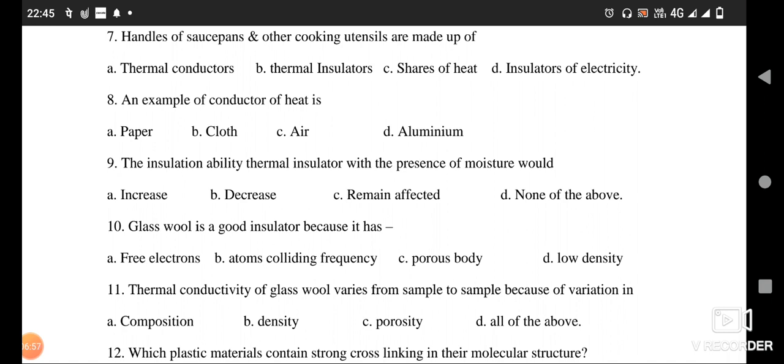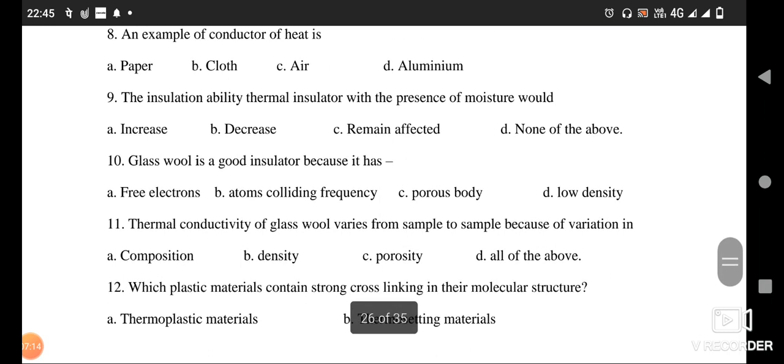Paper is not a conductor of heat. Cloth is not a conductor of heat. Air is also not a conductor of heat. So aluminum, as it is a metal, is a conductor of heat. So option number D, aluminum, is the correct answer here for the 8th MCQ.